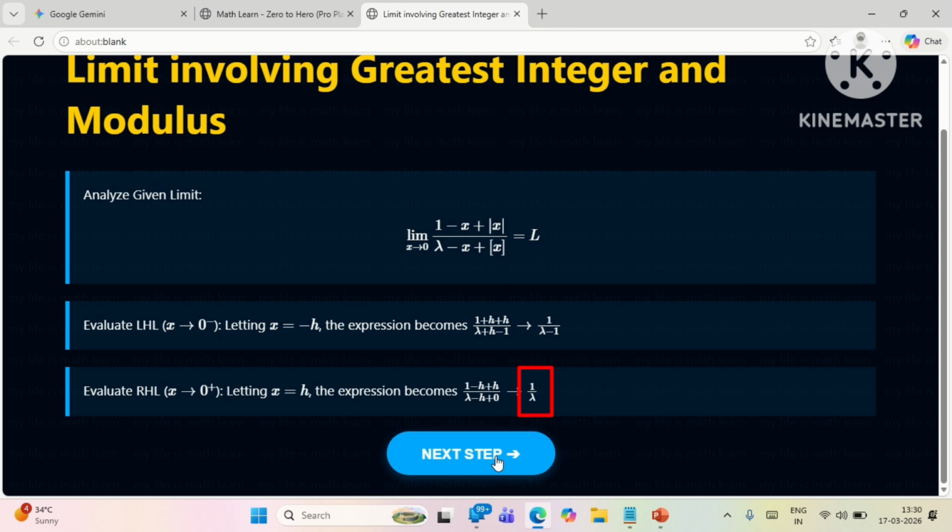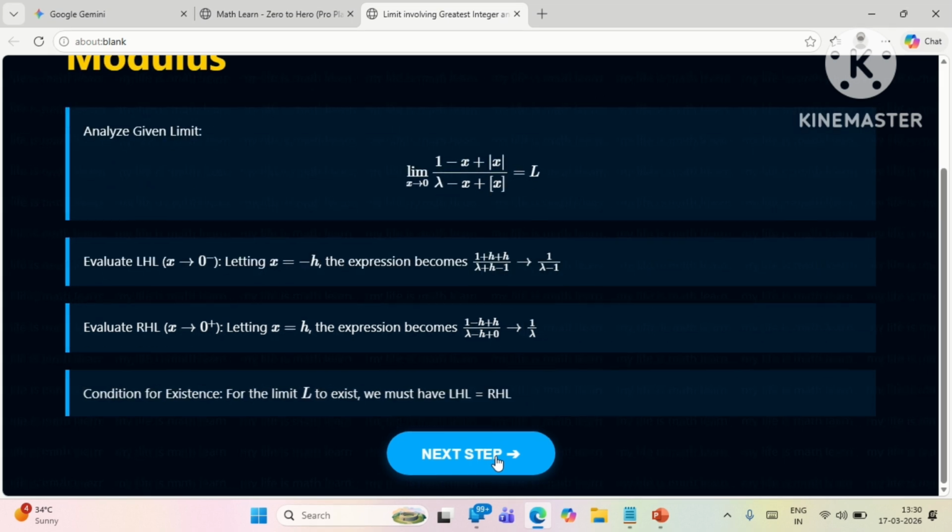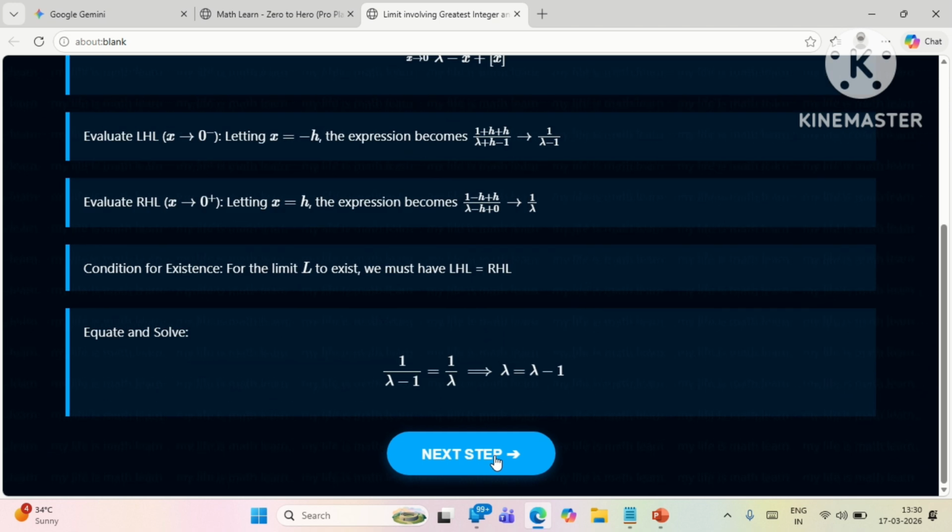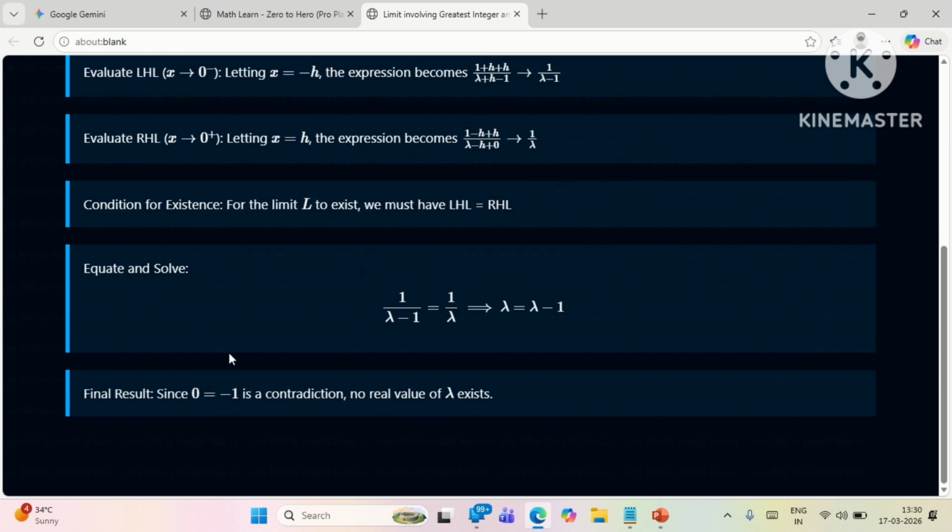Next, the condition: the given limit already exists as L, so LHL is equal to RHL. So 1 by lambda minus 1 is equal to 1 by lambda. That gives lambda is equal to lambda minus 1, which is not possible. So the final result: since 0 is not equal to minus 1, it is a contradiction. So no real value of lambda exists.